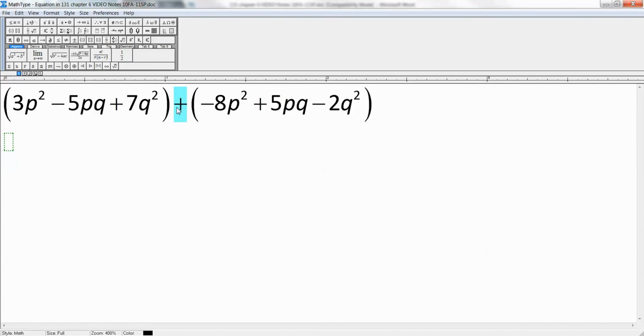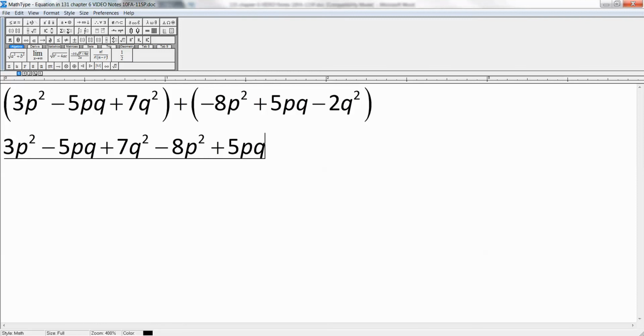What I'm going to do is distribute that addition and get rid of all my parentheses. So I'm going to write 3p squared, minus 5pq, plus 7q squared, plus negative 8p squared, plus 5pq, minus 2q squared. There we go. Now I'm going to look for some like terms here.